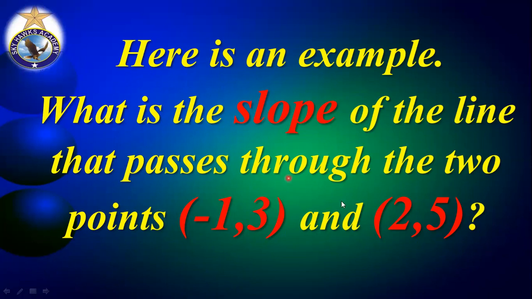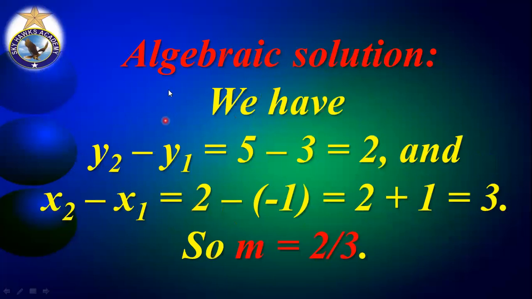So this time, what you are doing is simple: 5 minus 3, and 2 minus minus 1 will become positive. So 2 plus 1 is 3 and 5 minus 3 is 2. So 2 by 3 is the absolutely right answer. That is the slope. So the algebraic solution is just like that. We have y2 minus y1, 5 minus 3, that is 2, and x2 minus x1, that is 2 minus minus 1, minus minus plus, and we have 3. So m, the slope of the line passing through these 2 points, is 2 by 3.